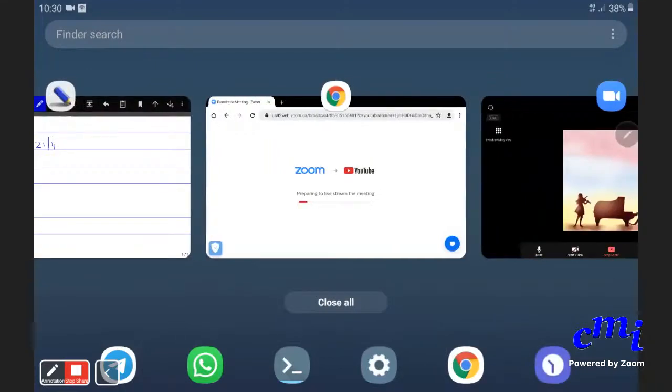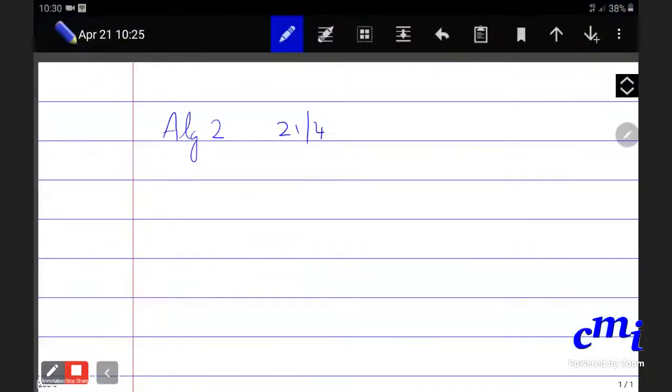So let me redo the orbit stabilizer lemma. I didn't realize that I was on mute and it was not being recorded live.